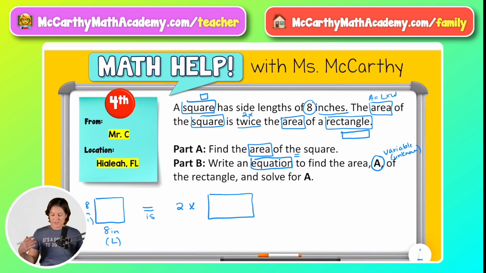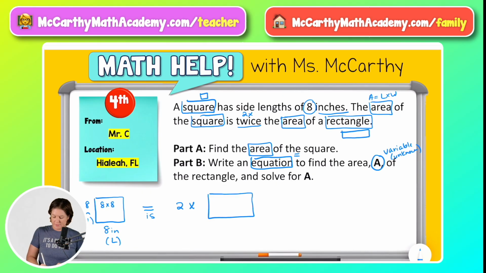Part A says first let's find the area of the square. Got it? We know that the formula for area is the length times the width. So that means 8, the length, times 8, the width, equals what? 64. So 64, and don't forget to use square units. Multiply the length times width, and don't forget to use square units. So there I've got square inches right there. So the area equals 64 square inches. Woohoo! We've got part A down. It's time to look at part B. Don't get scared. It's going to be okay.